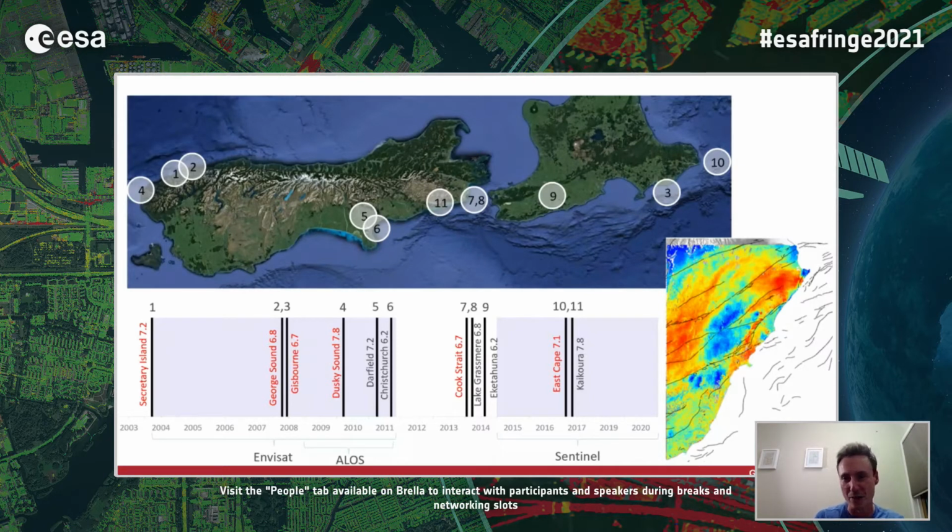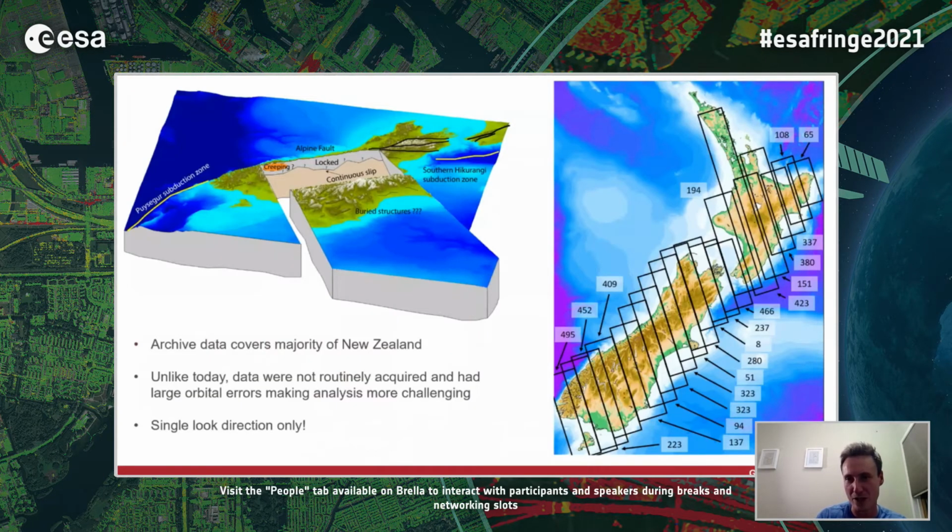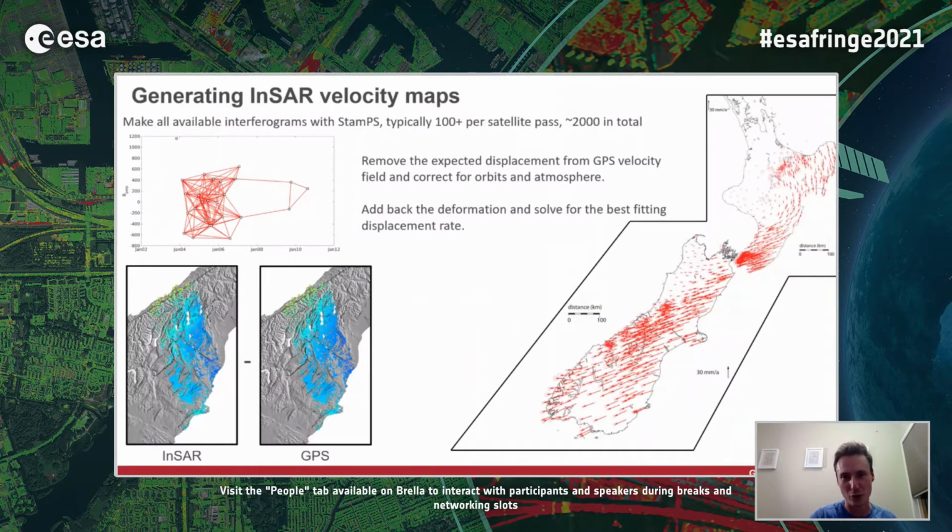So this is the data set we've managed to put together. We've got around 20 tracks across the 2 islands. Unfortunately, we only have ascending data, so we have to play some tricks to try and extract the vertical deformation field. What we've done is use StaMPS to generate multiple interferograms across all of these tracks. We've removed the predicted GPS velocity based on the interseismic velocity field from GPS. We then do a bunch of corrections for atmosphere and orbital issues, add that modeled signal back in, and solve for the best fit displacement rate over that 8-year time period.